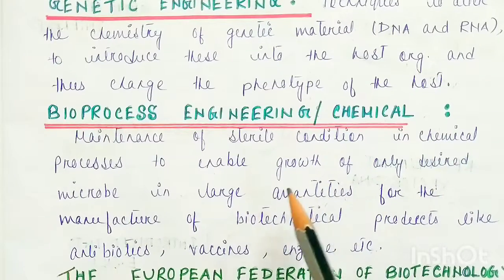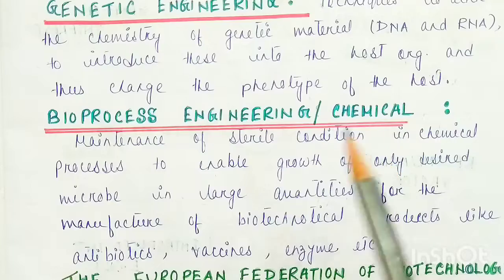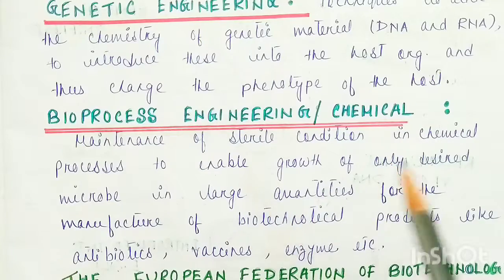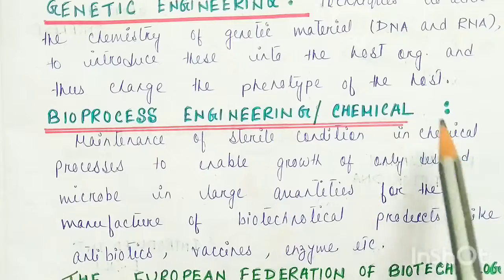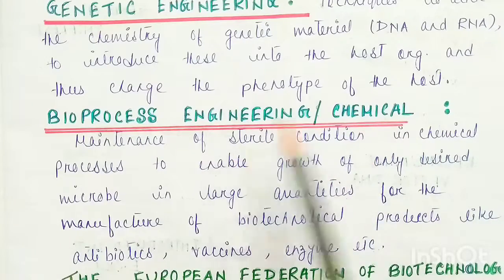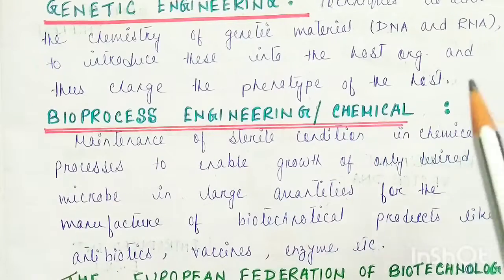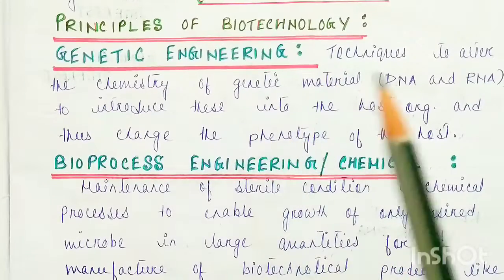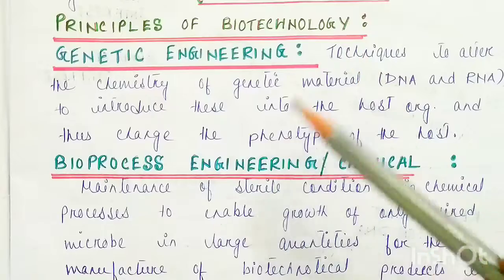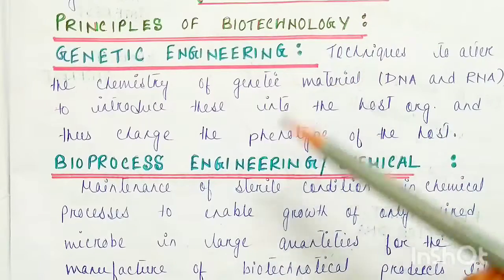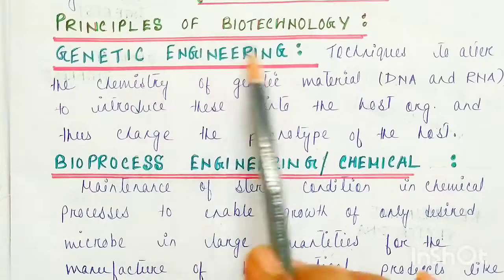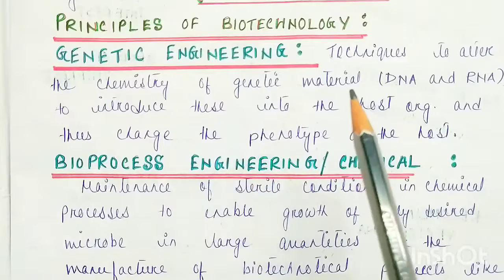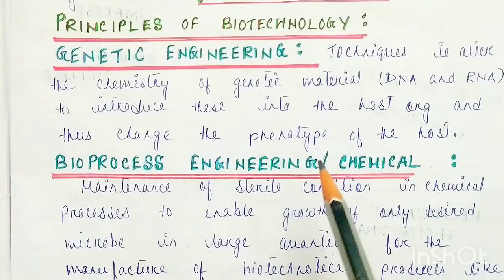That's why, to manufacture or to get only the desired quality of gene, the atmosphere should be contamination free, and that comes under chemical engineering. Without chemical engineering, genetic engineering is not possible. So for the biotechnology process to go smoothly, both genetic engineering and chemical engineering are equally important.